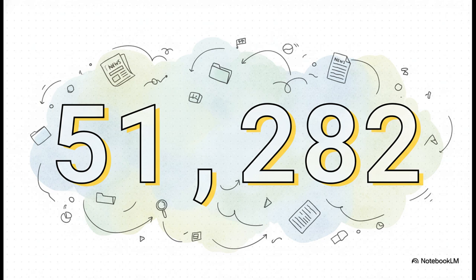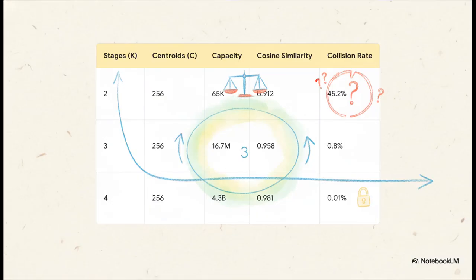And just to be clear, we're not talking about some tiny toy dataset. The MIND Small dataset has over 51,000 unique news articles. Our system has to organize all of them, which means this process needs to be smart and it needs to be efficient.